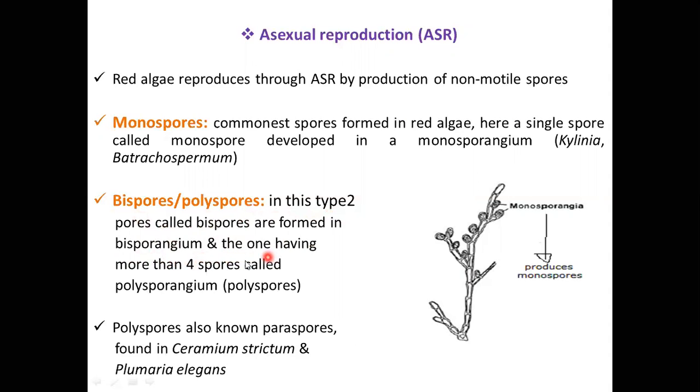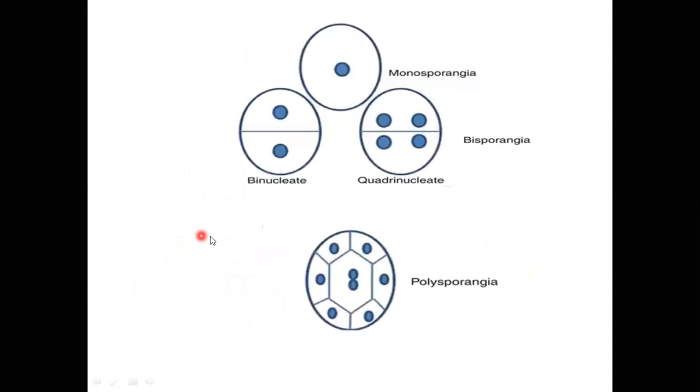And those sporangia having more than four spores are called polysporangium, and it produces spores known as polyspores. So polyspores are formed in polysporangium, and bispores are formed in bisporangium. Polyspores are also known as paraspores, and are found in Ceramium strictum and Plumeria elegans. So these are the two types of spores found in red algae.